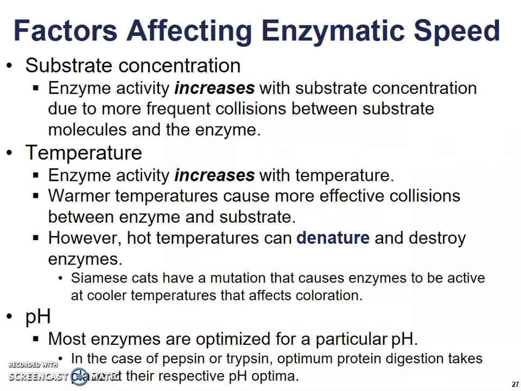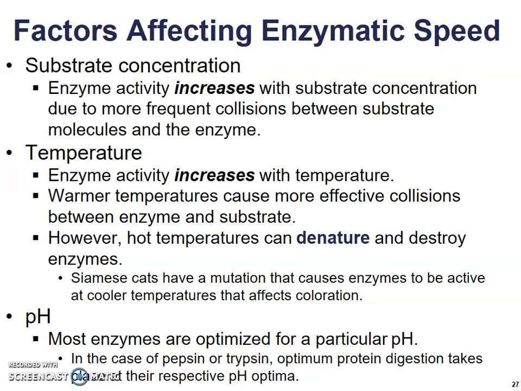Factors affecting enzymatic speed: the substrate concentration. Enzyme activity increases with substrate concentration due to more frequent collisions between substrate molecules and the enzyme. That makes sense because if there's more of it there, you're more likely to bump into it.